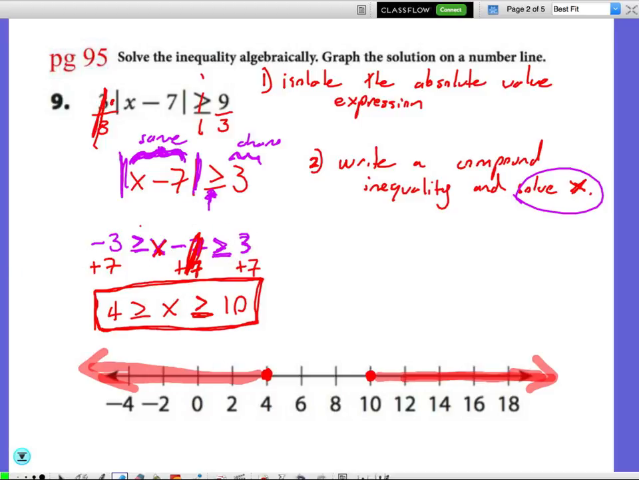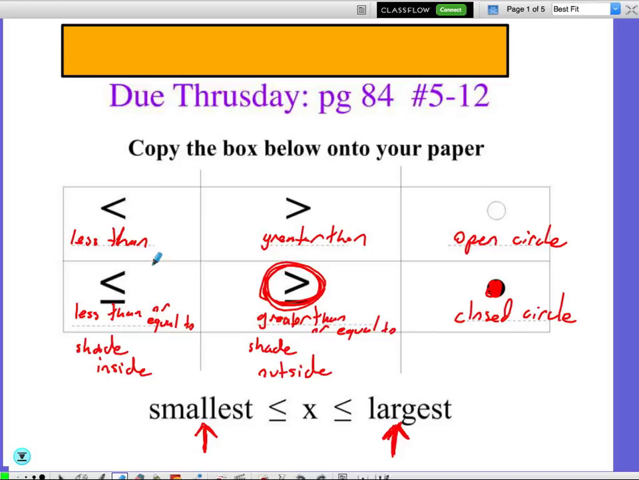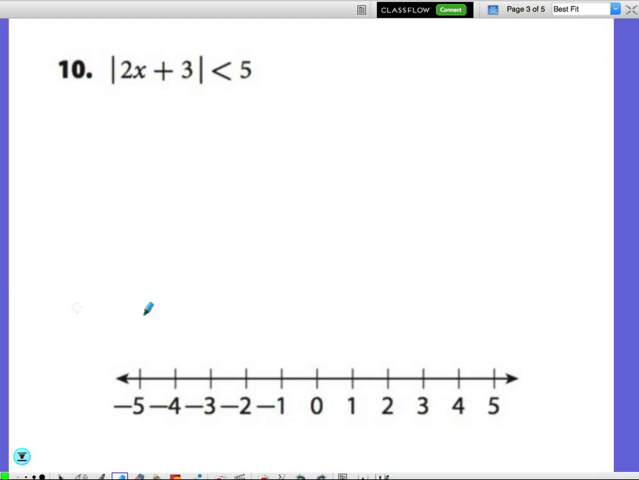So you're always going to use this chart when you're graphing your answer. You want to know if you have an open or closed circle, or if you're shading on the inside of those points or on the outside of those points. So this table is going to be very helpful. Let's do another example.